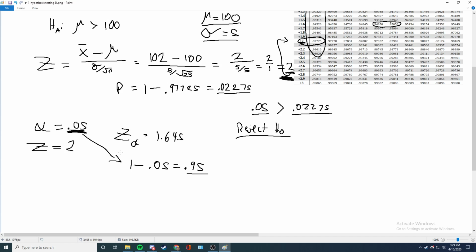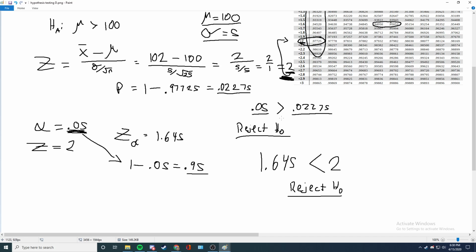Now that we have our z and our z alpha, we're going to compare those two. We've got 1.645 as our z alpha and 2 as our z sample. In order to reject the null in this case, our z sample has to be greater than the z alpha, which it is. So once again, we reject the null. And no matter which method you use, it should give you the same answer. So if you want, this could be a nice little way to check to make sure you're reading the table right.